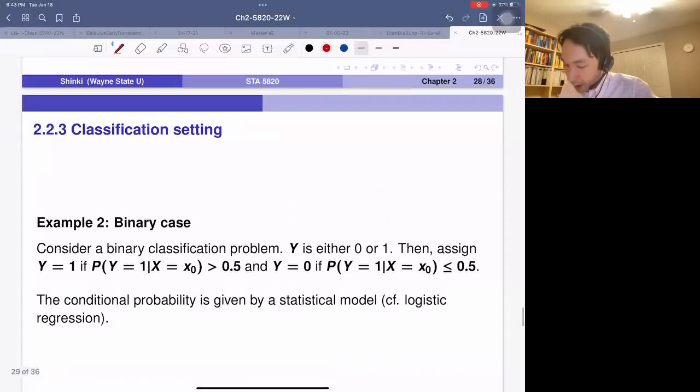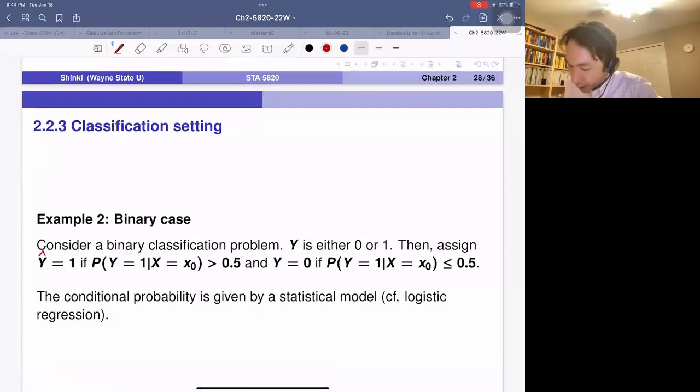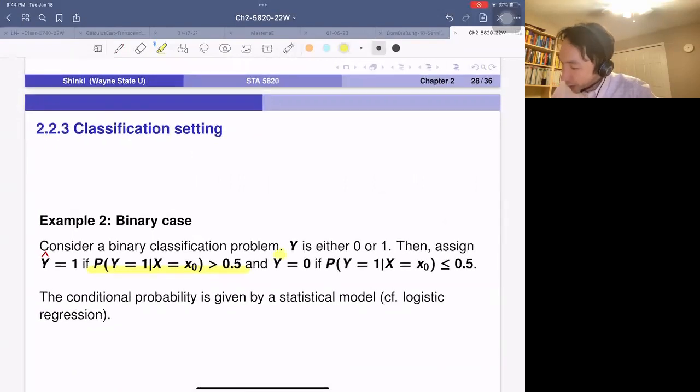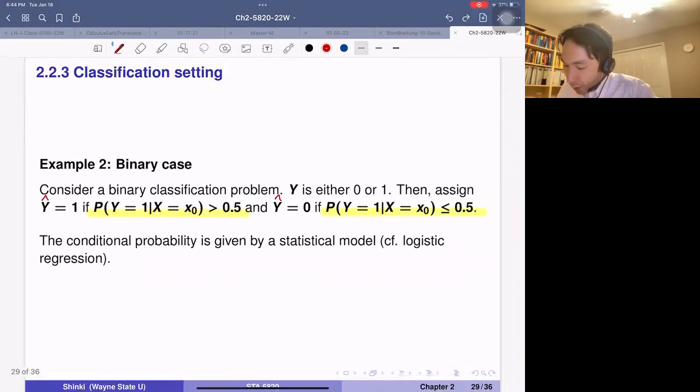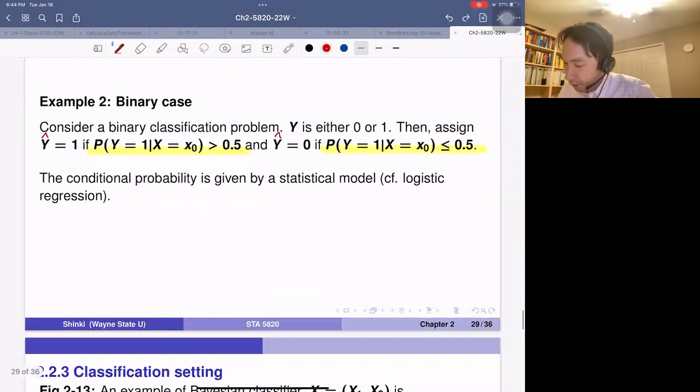So, a special case: the binary case. In the binary case, we decide y hat is equal to 1 if this probability is larger than 0.5, and y hat is equal to 0 if the estimated probability of 1 is less than or equal to 0.5. You may want to include the equal sign here; it just depends on your preference. But 0.5 is the threshold to divide the y hat value. Y hat is either 1 or 0.